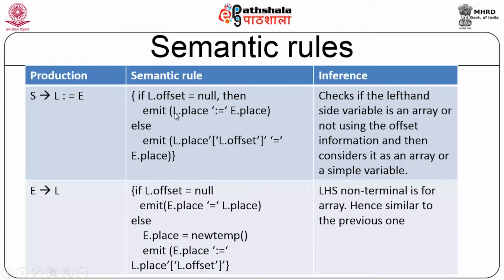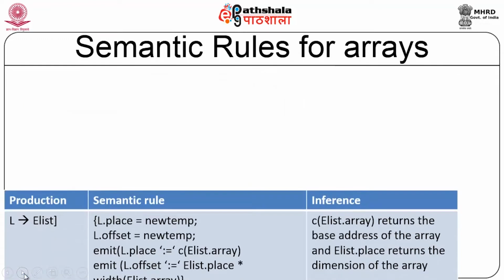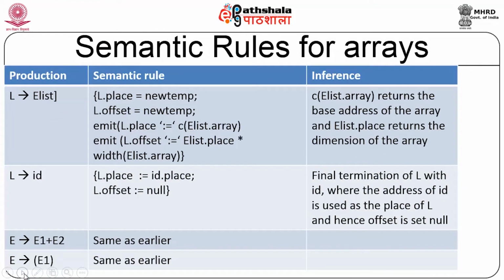So, whatever we have done here, the reverse is done here, but the LHS can be a new temp that has to be created if it is going to be an array on the RHS. So, that is what we have done here, otherwise it is the same as the previous case only. And then these are pertaining to arrays. The first and the second are pertaining to arrays.